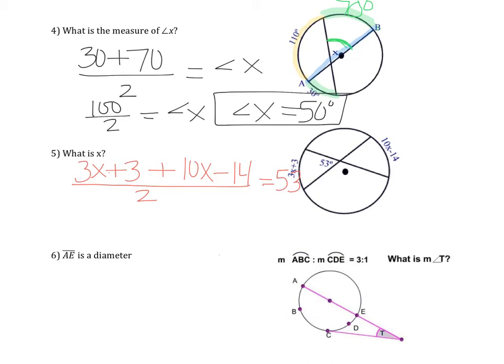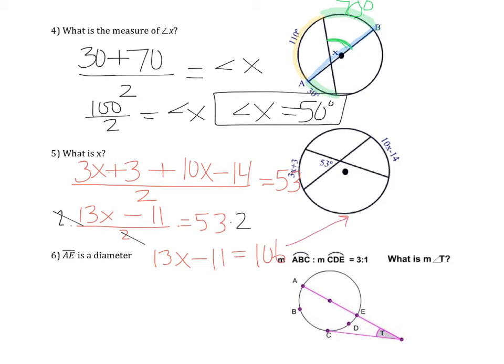Let's combine like terms. And we solve. Multiply by 2. So 13x minus 11 equals 106. If I add 11 to both sides, that gives me 13x equals 117. And then we're going to divide by 13.